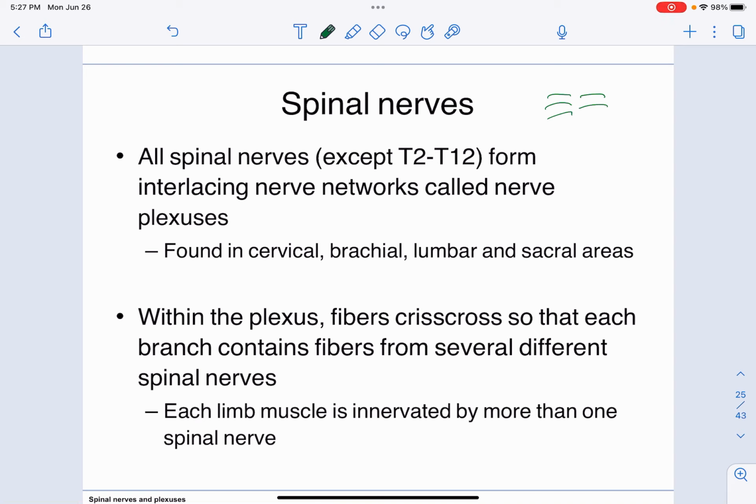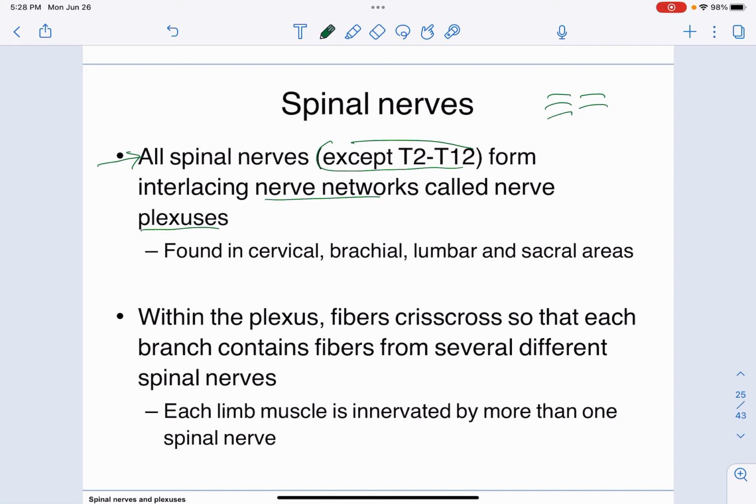But there are areas on the spinal cord where we have networks of nerves, okay? So all of the spinal nerves, except for the nerves in the thoracic region, form something called nerve networks, which are called plexuses. All right, these plexuses are found, there are 4 areas that I want you to know. There's something called a cervical plexus, a brachial plexus, lumbar, and sacral plexuses.